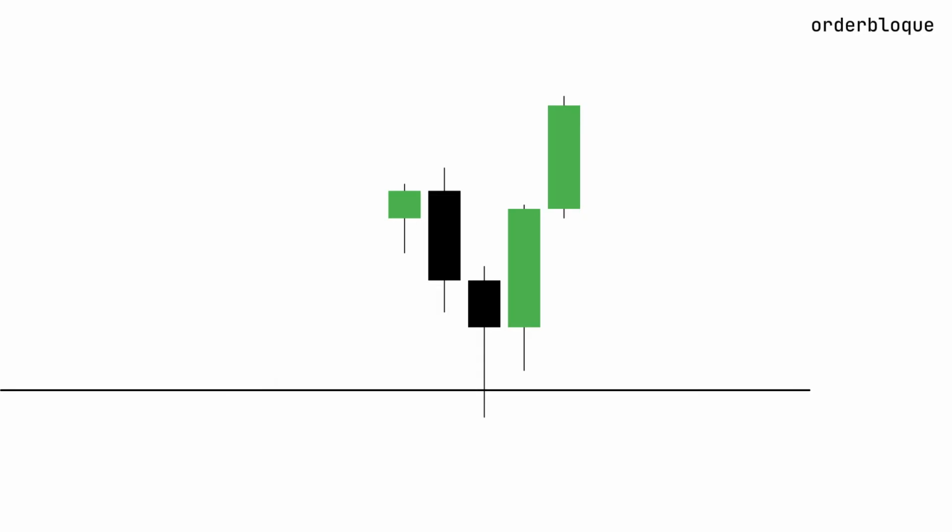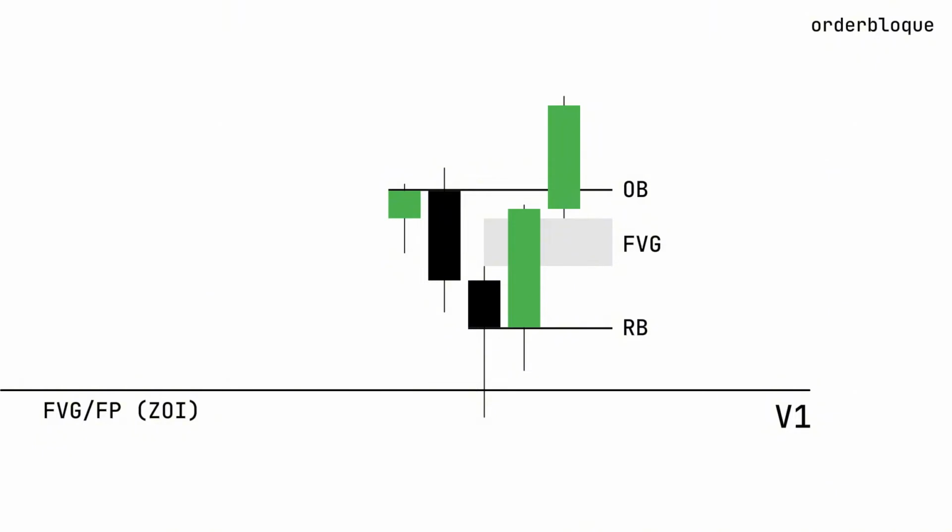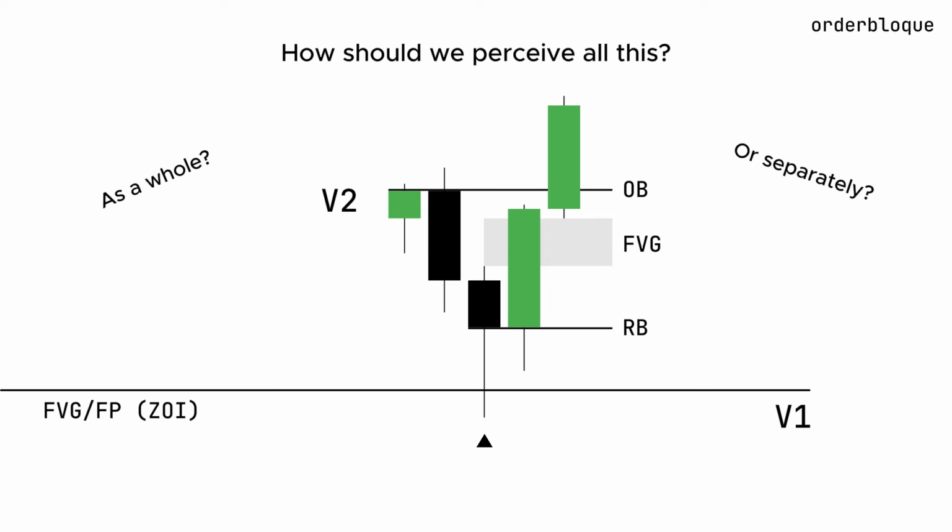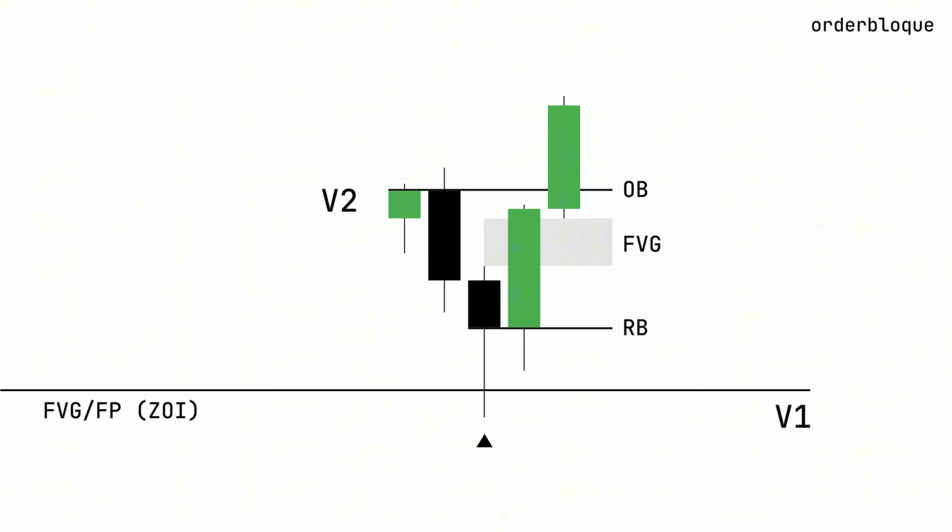As a result, we have variable number 1 in the form of FVG, or older fractal points, which is essentially a zone of interest. Then the price tests them and confirms volume in the form of order block, rejection block, fair value gap, which is already variable number 2. Plus, a fractal point is added. The question arises, how should we perceive all this? As a whole or separately? This may sound confusing, but the answer lies in the game of priorities that affect the difference between time frames.